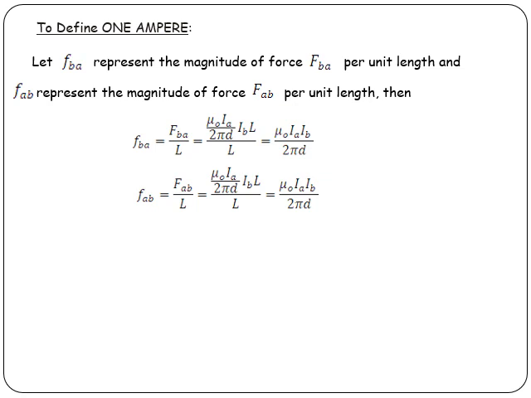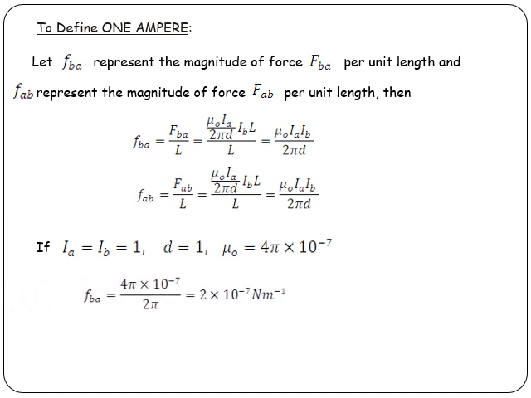In this equation, if I substitute the values for IA and IB to be equal to 1 ampere and the distance between the two conductors to be 1 meter, and if I substitute mu naught equal to 4 pi into 10 power minus 7, I will get my force per unit length to be equal to 2 into 10 power minus 7 Newton per meter.